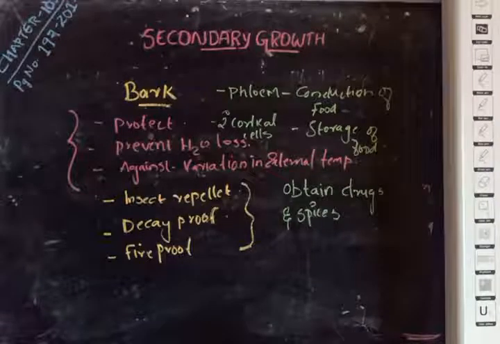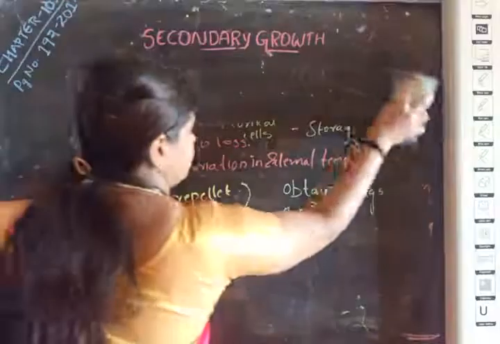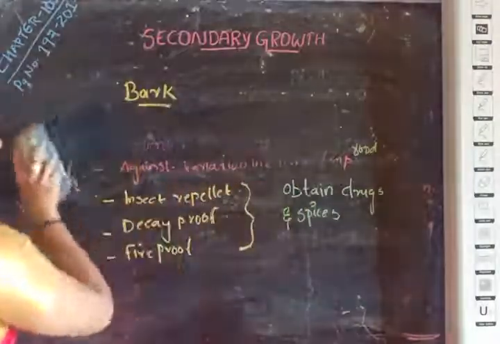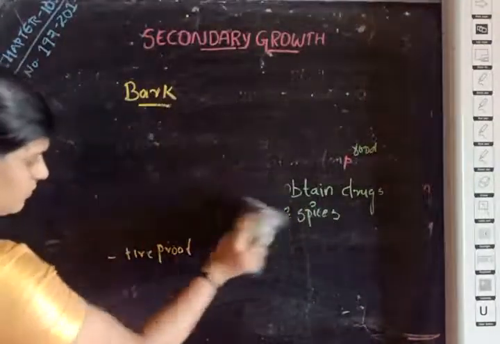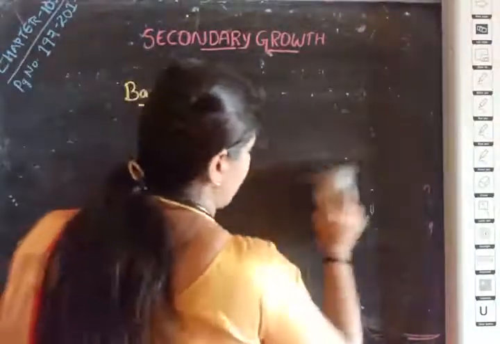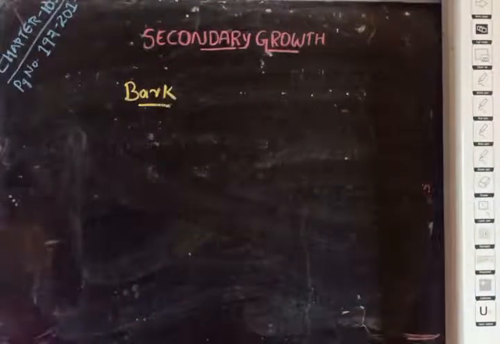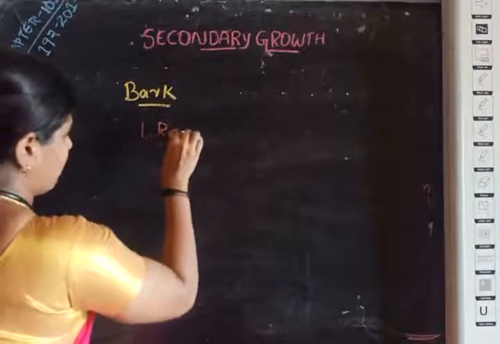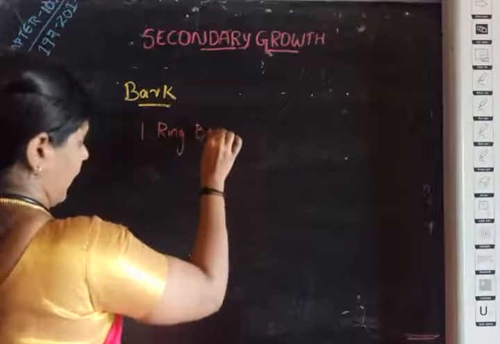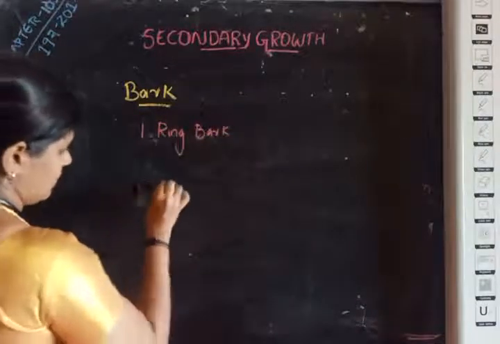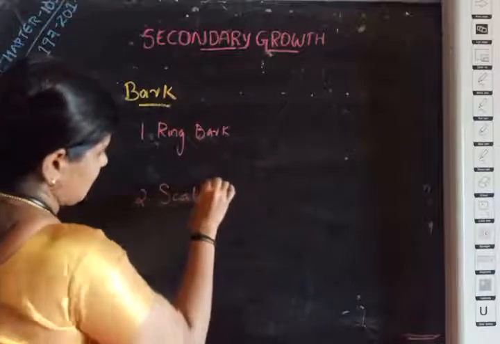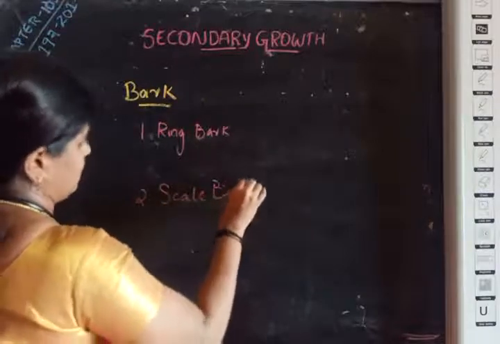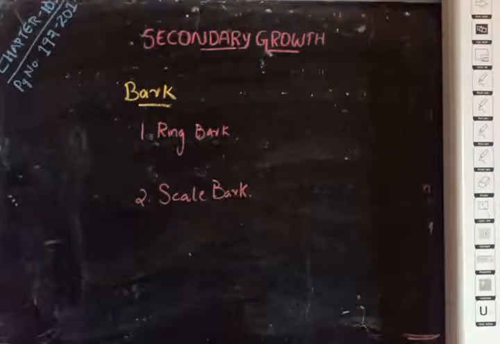There are two types of bark: ring bark and scale bark.